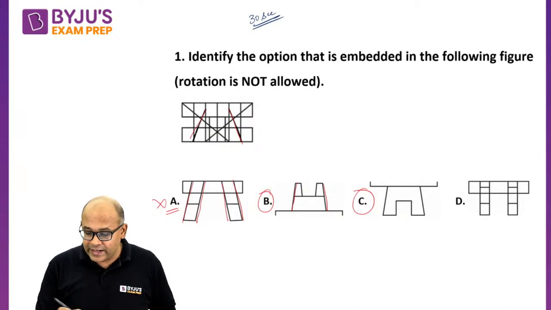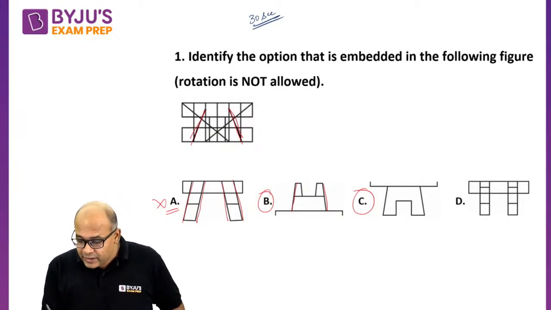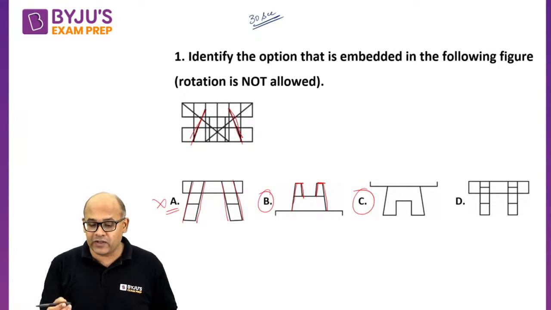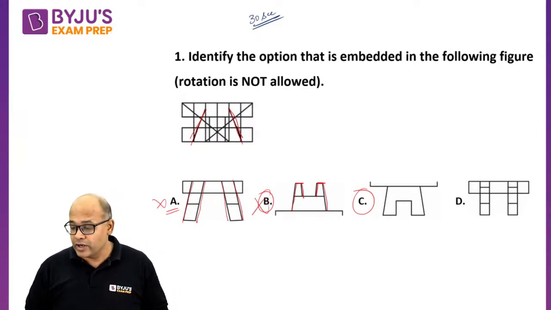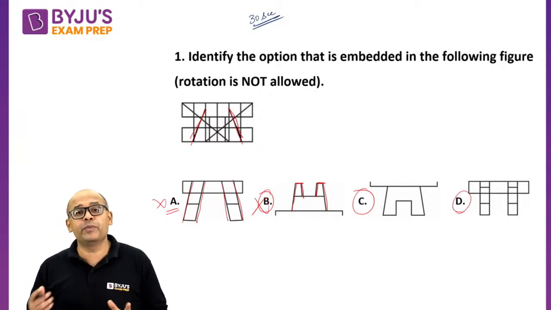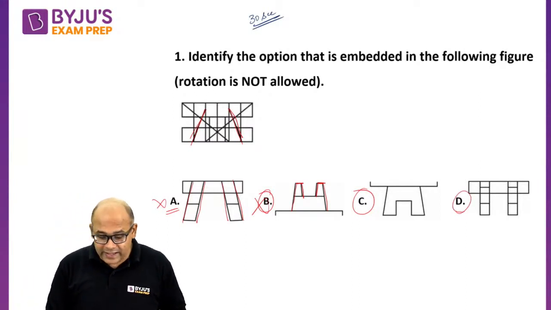Yes, we have an inclined line like this, but you're supposed to have a connecting horizontal line and another inclined line, which is not existing in the main figure. Obviously, that is the reason why B is wrong. What about D? D seems to be fine, but what is wrong with D actually?